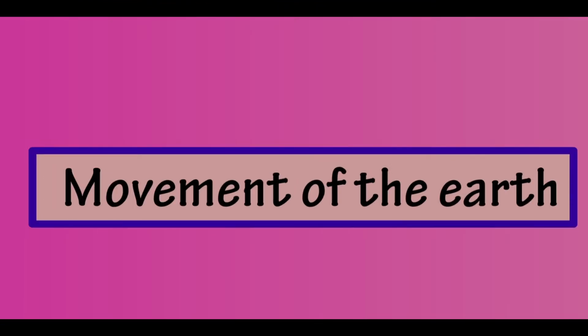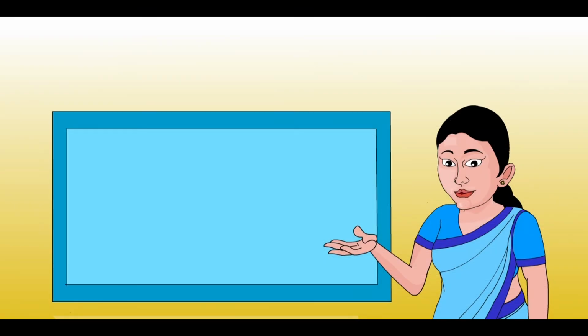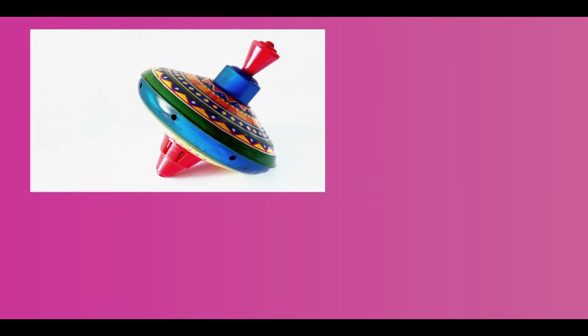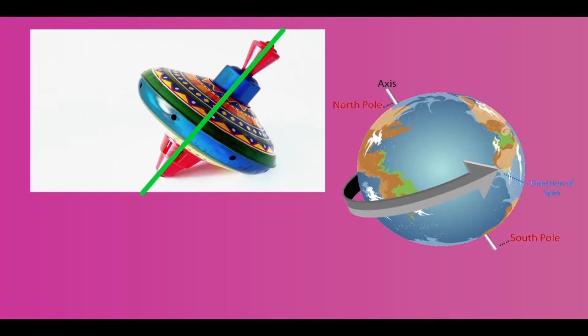Movements of the Earth. The Earth is moving all the time, though we cannot feel it. It shows 2 types of movements, rotation and revolution. Rotation. Have you ever seen a top spinning? The top spins about its axis. The axis is an imaginary line that runs through the center of an object. Similarly, the Earth moves on its axis.